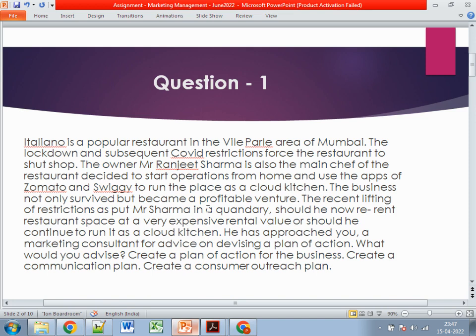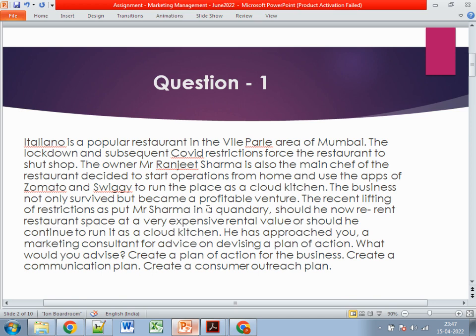But it's clearly mentioned in the question that when COVID was there, and he was running with Zomato and Swiggy, it was a profitable venture. That's the very first thing you need to keep in mind. Second thing is, now re-renting it to some place in Vile Parle in Mumbai. Many people are from that Mumbai area, so you are aware of how costly this is. You need to keep these two things in mind, and based on that, you need to explain or devise your plan. Right?